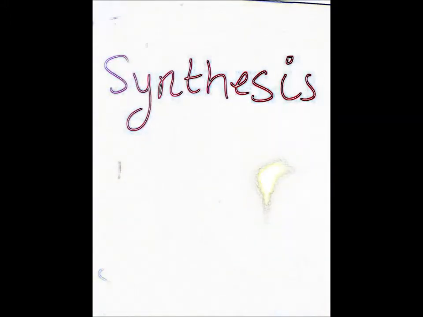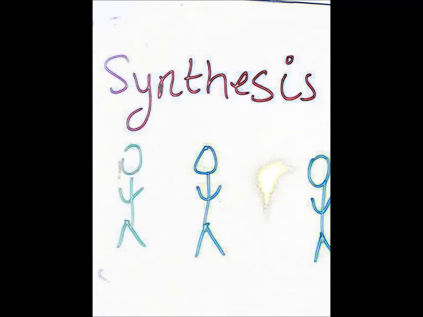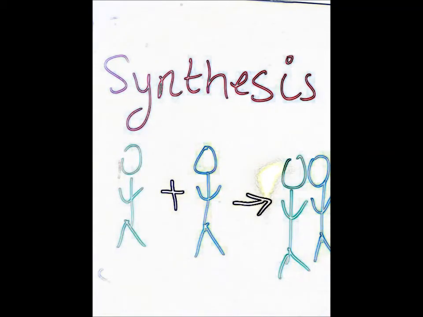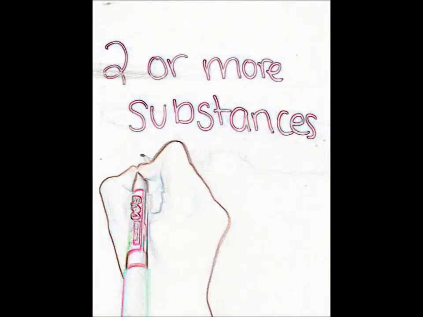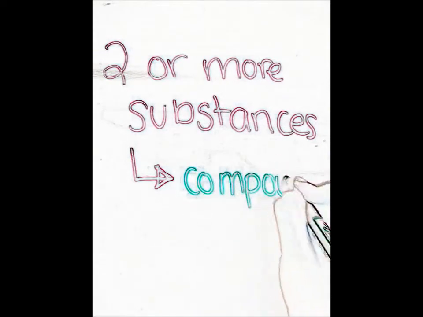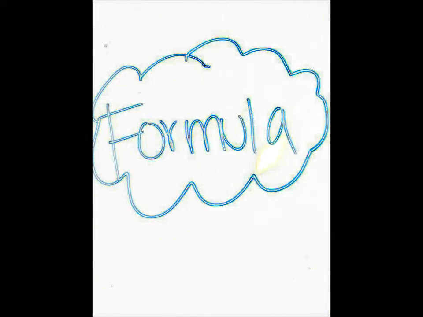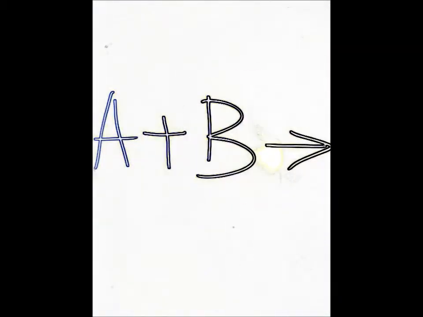Today on Chem Channel, we will be talking about synthesis reaction, which is one of the chemical reactions. So the definition of synthesis reaction is a combination of two or more substances and a compound results. The formula to create synthesis reaction is A plus B is equal to AB. So, a substance plus a substance is equal to a compound.